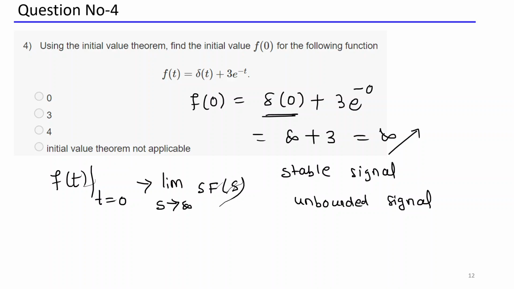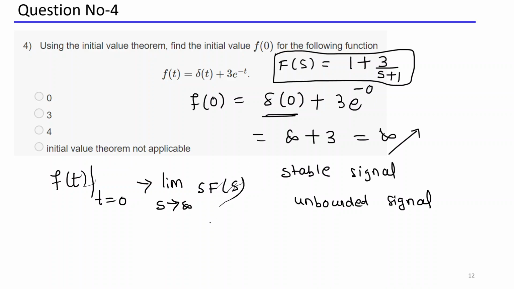First of all you find the Laplace transformation of this signal f of t. So F of s is the Laplace transformation of delta of t, which is 1, and 3 e to the power minus t, whose Laplace transformation is 3 divided by s plus 1. So this is your F of s. Now you put this in the equation, and you will get the initial value theorem.